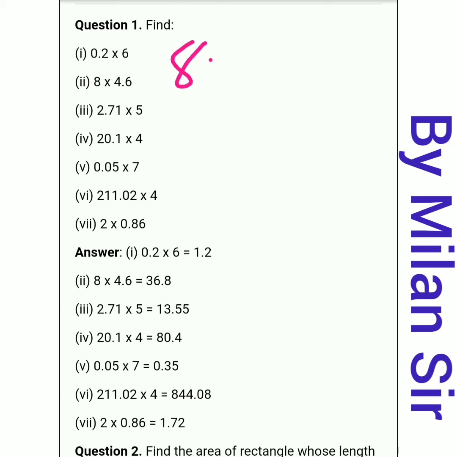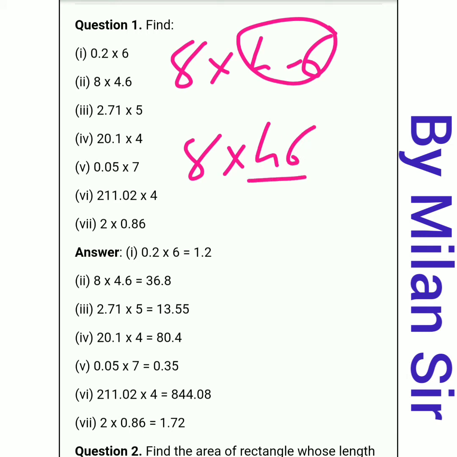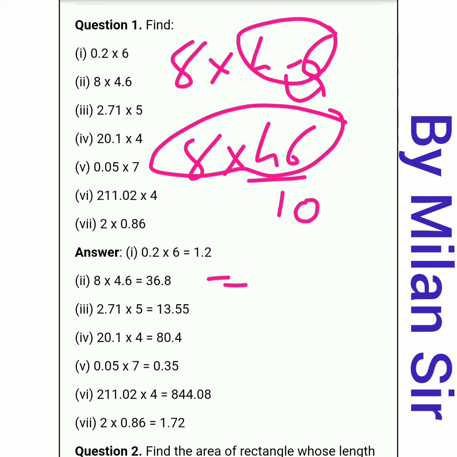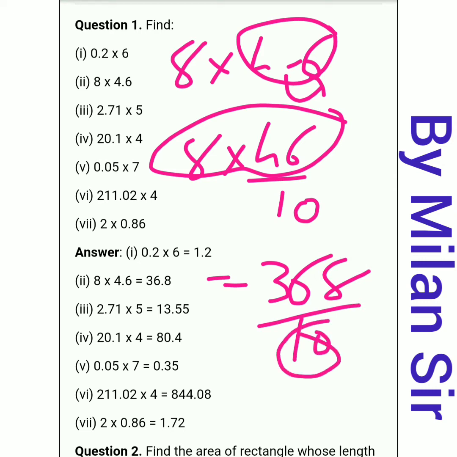Otherwise, what we need to do? We need to convert this 4.6 into a fraction. First of all, write down this number, ignoring the decimal point. Now after the decimal point one digit is there, so we put 10 in the denominator, with 1 before the 0. Now we multiply our numerator: 46 into 8 is 368, divided by 10. In the denominator 10 is there, so before one digit we put the decimal point: 36.8.